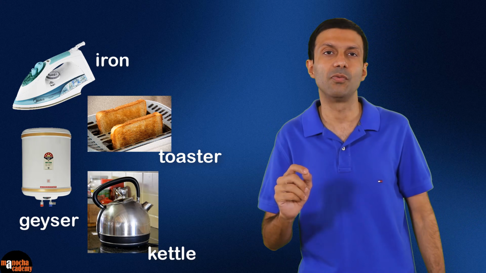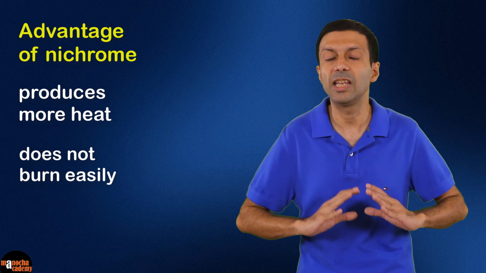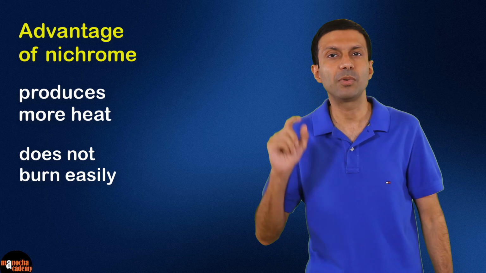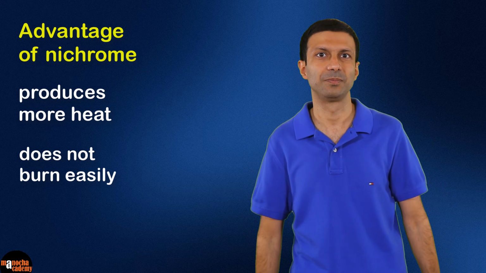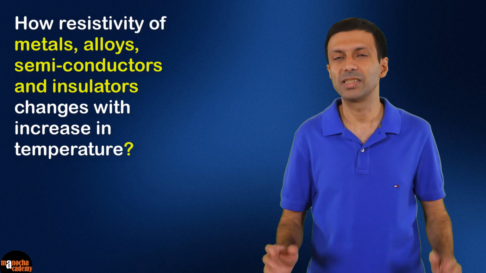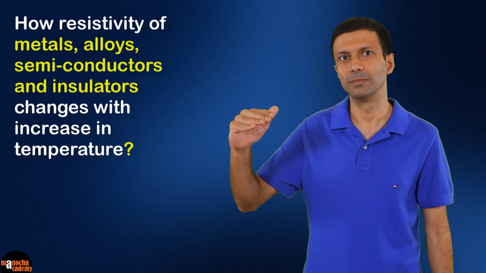Now, the other advantage is that the nichrome does not undergo oxidation or burn easily even at a higher temperature. So the nichrome wire can be kept red hot without burning or breaking in air. Now let's look at how the resistivity of metals, alloys, semiconductors and insulators changes with increase in temperature.